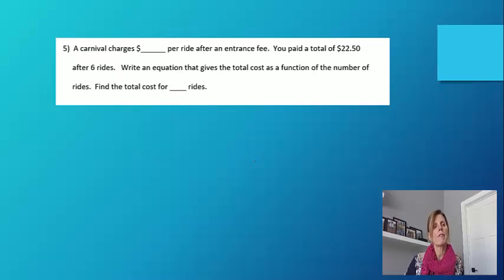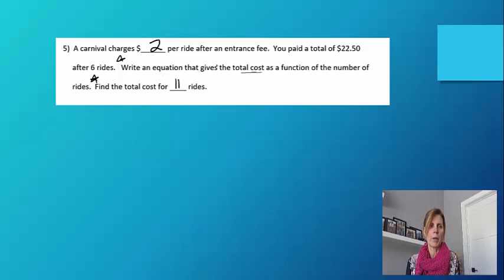All right, problem 5. A carnival charges, let's say, $2 per ride after an entrance fee. You paid a total of $22.50 after 6 rides. Write an equation that gives the total cost as a function of the number of rides, and then find the total cost. So 2 things we've got to do here. We're going to write an equation, and then let's find the total cost if we ride 11 rides.